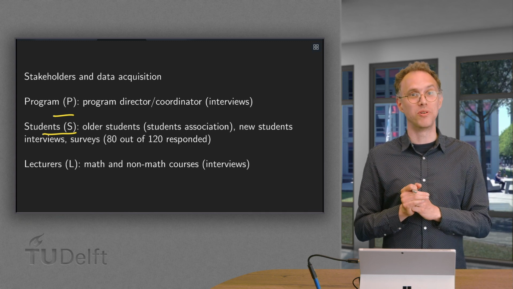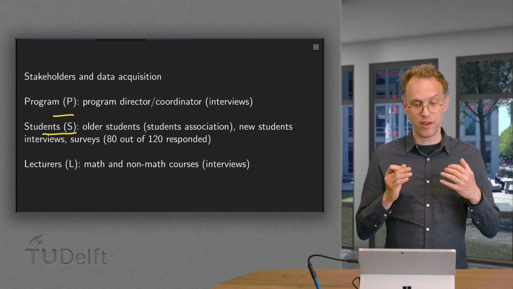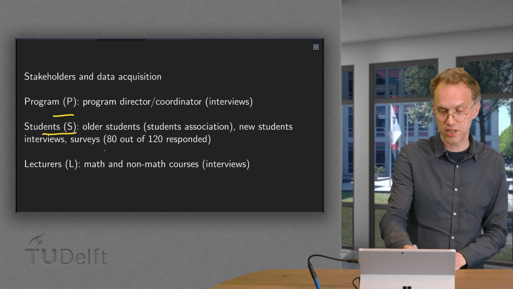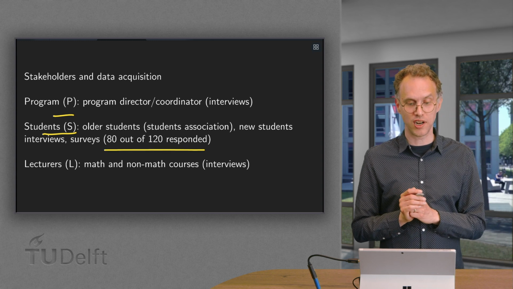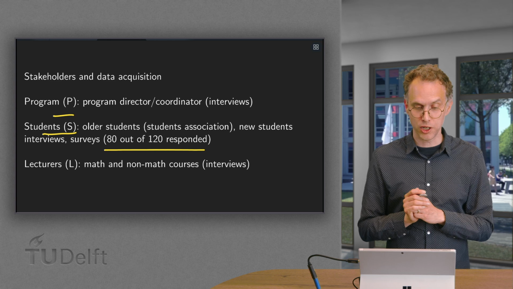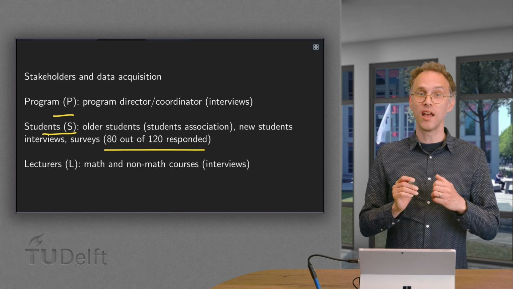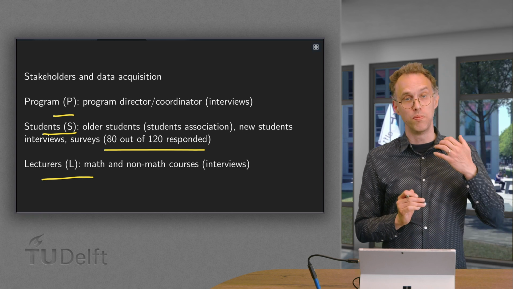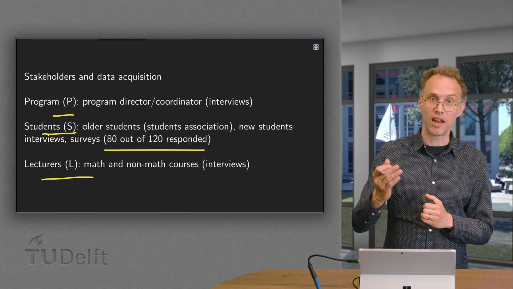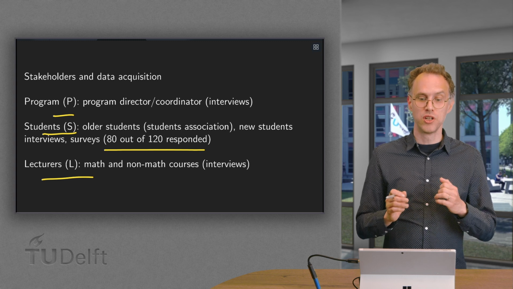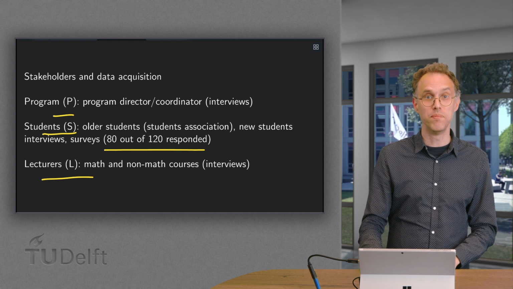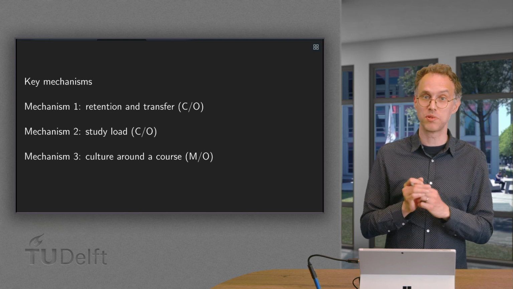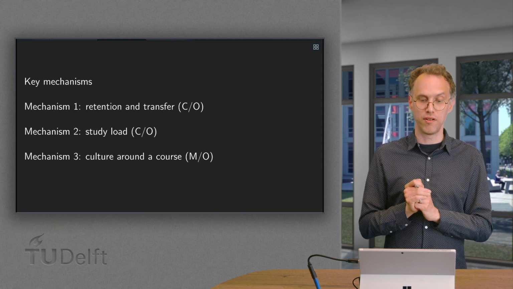And of course we talk to the new students, we have some interviews, and most importantly we have surveys with a pretty high response rate. 80 out of 120 responded to the survey. And finally we talk to the fellow lecturers, both of the mathematics courses and of the non-mathematics courses. So what are the most important mechanisms we identified? What are the key mechanisms that could cause failure?